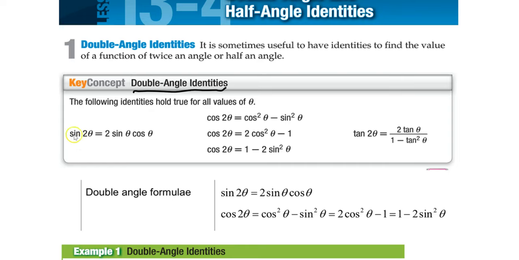So if you ever want to simplify sine 2x, it's 2 sine cosine. And we use this a lot. A lot of times when we see sine 2x, we're going to change it to 2 sine cosine. Not always, but a lot of times.